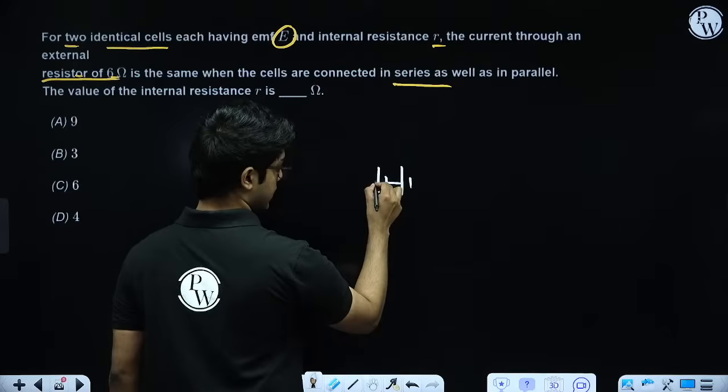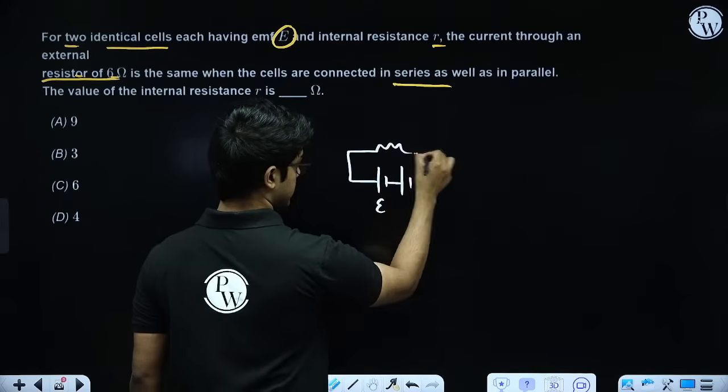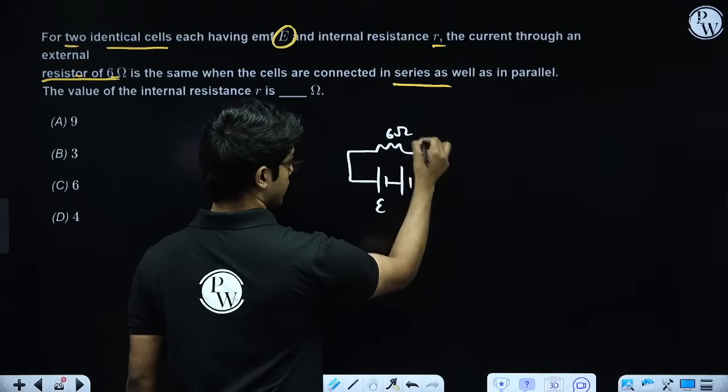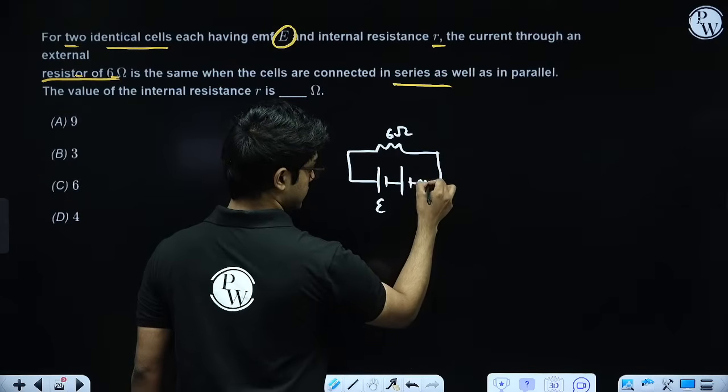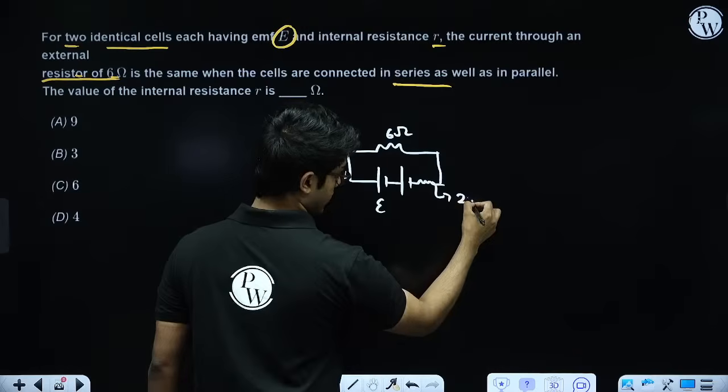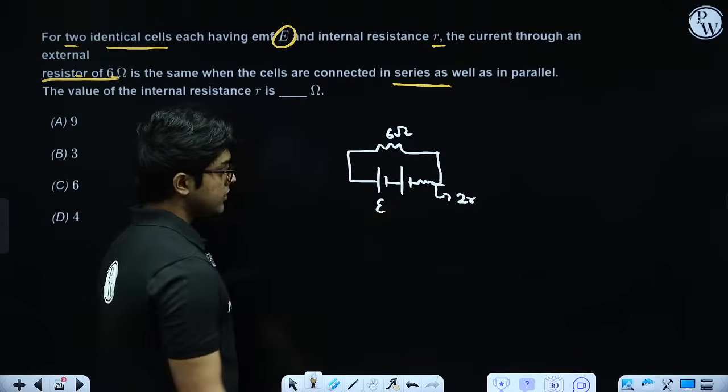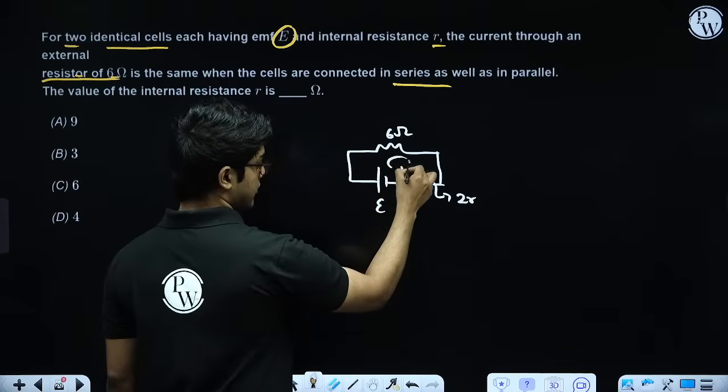The two batteries are arranged in series. This is the external resistance, which is the 6 ohm one. And as they are in series, the equivalent internal resistance, we can write it as 2R, right? Now, it's a matter of applying KVL, right?